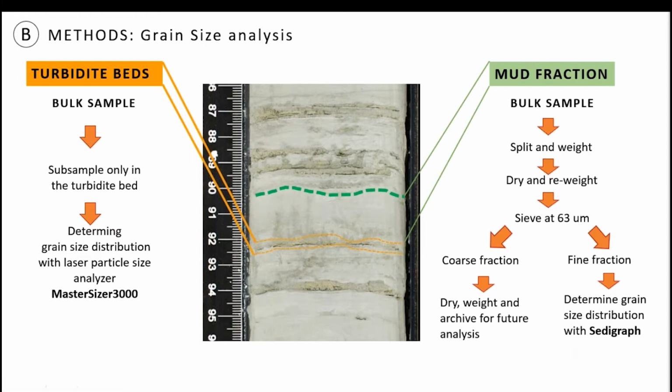The mud fraction was sampled up to 2 centimeters above each turbidite bed, marked by this green line. The mud fraction was sieved at 63 microns, and everything below that mark was run in the X-ray particle settling instrument, the Sedigraph, to determine the grain size.